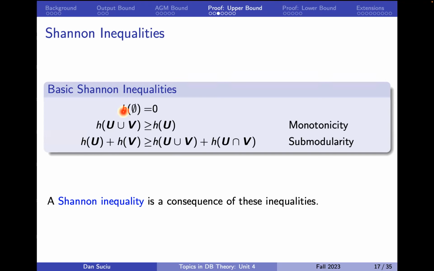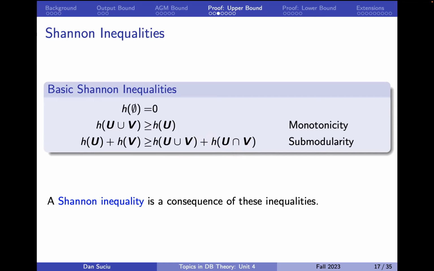The entropy of the empty set of variables is 0. The entropy of a union of two jointly distributed variables can only be bigger than the entropy of one of them. And the last one is actually the most important one. It says that the entropy is submodular. The entropy of a set plus the entropy of another set is greater than or equal to the entropy of their union plus the entropy of the intersection.